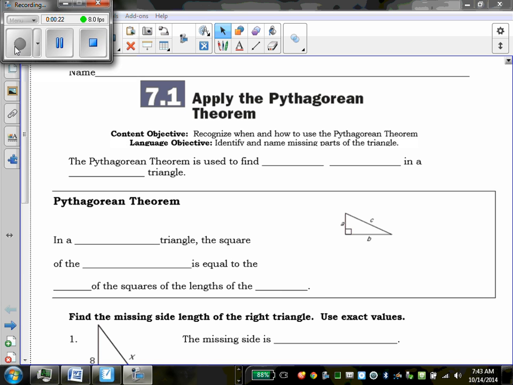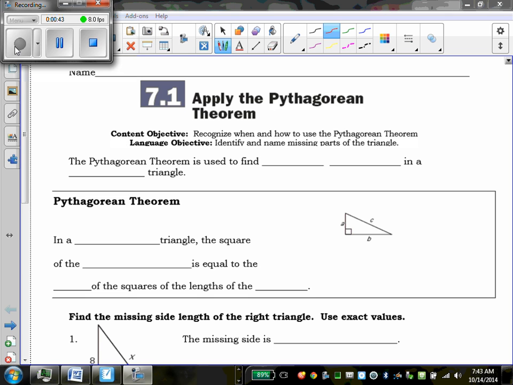but I know is not a review for all of you, because there were some people early in the year who indicated they had never seen this. So what we're going to be talking about here is Pythagorean Theorem. And Pythagorean Theorem is really useful when we're finding missing sides in a particular type of triangle. That type of triangle is a right triangle.